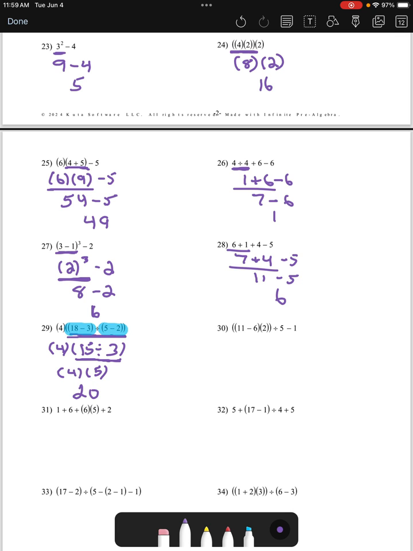Number 30, we have, again, these parentheses inside parentheses. These do have a name. They're called nested parentheses. And we have to go as far inside as we can first. So that's going to be this 11 minus 6. 11 minus 6 is 5.